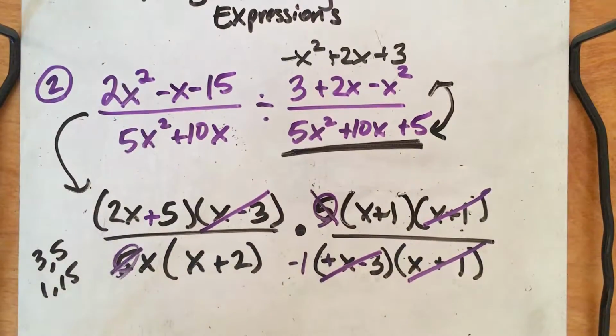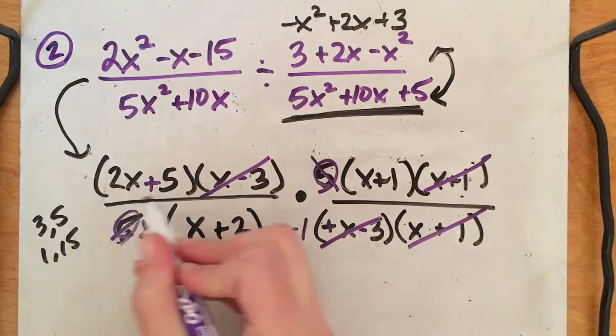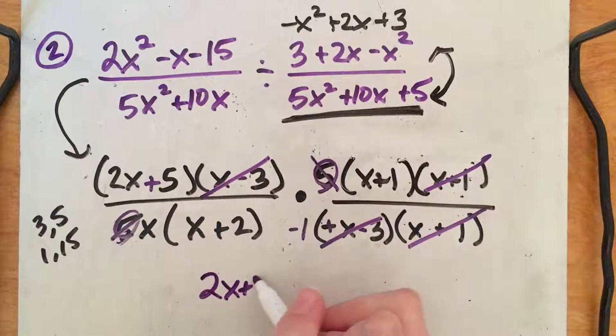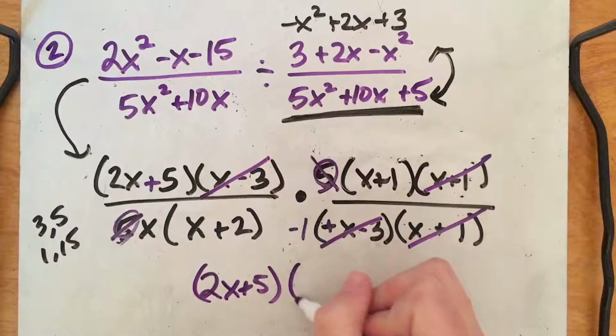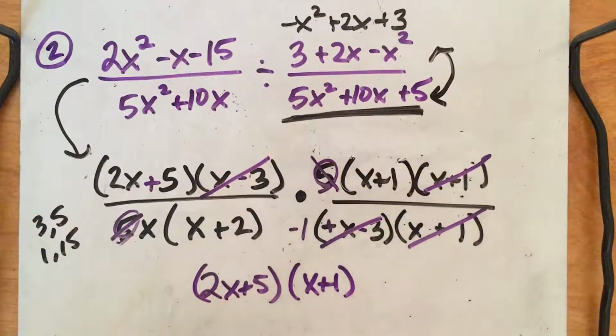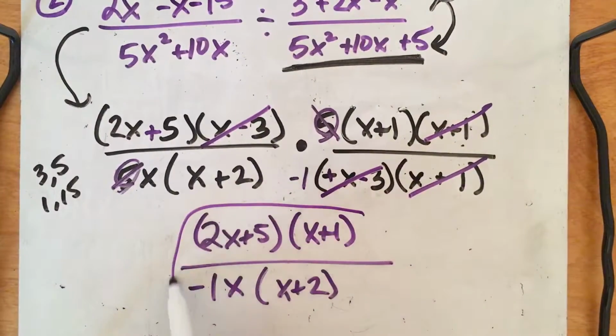So let's write what's left over. That's about, looks like all we can do here. So we have 2x plus 5 on the top, and also this x plus 1 on the top. Okay. On the bottom, it's looking like we have a negative 1 and an x, and then this quantity. So I'm just going to put these together, the negative 1 and the x, so that multiplies to negative 1x. And then I have this x plus 2 quantity. So nothing else reduces, nothing can be simplified further here, okay?